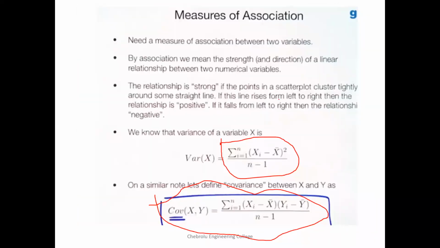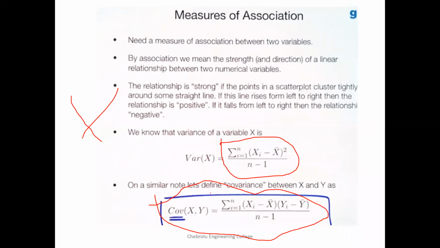And if this line rises from left to right, then it is called positive relation. And if it falls from left to right, that is called negative relation. We know that the variance of a variable x is equal to the sum from i equals 1 to n of (xi minus x bar) whole square, divided by n minus 1.